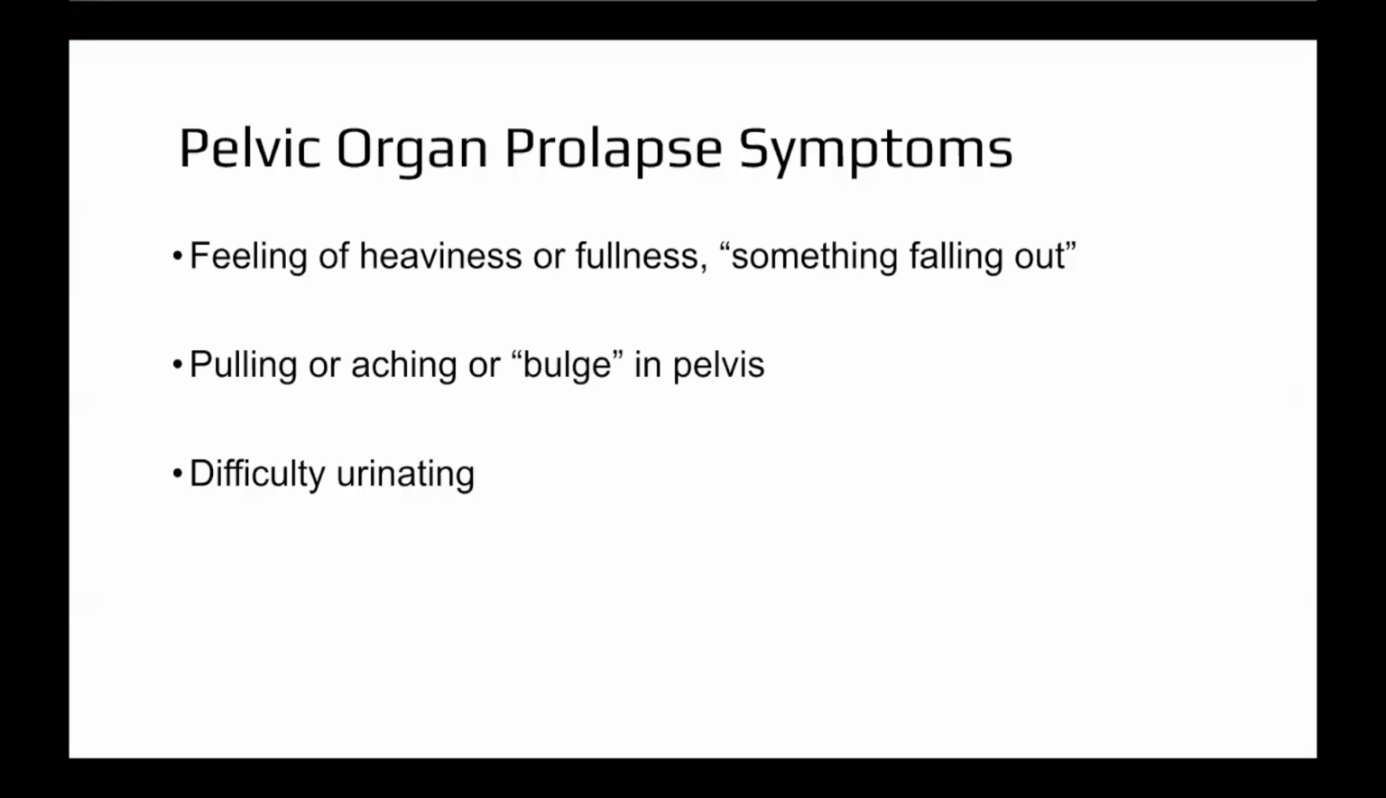Symptoms of pelvic organ prolapse can be kind of tricky. Often people complain of a feeling of heaviness or fullness, or they feel like something's falling out. Sometimes they'll feel a pulling or aching or a bulge in their pelvis. Some people will say they feel like they're sitting on a ball. Some patients have difficulty urinating. Some patients will say they feel like they have to push something back up and it feels better.